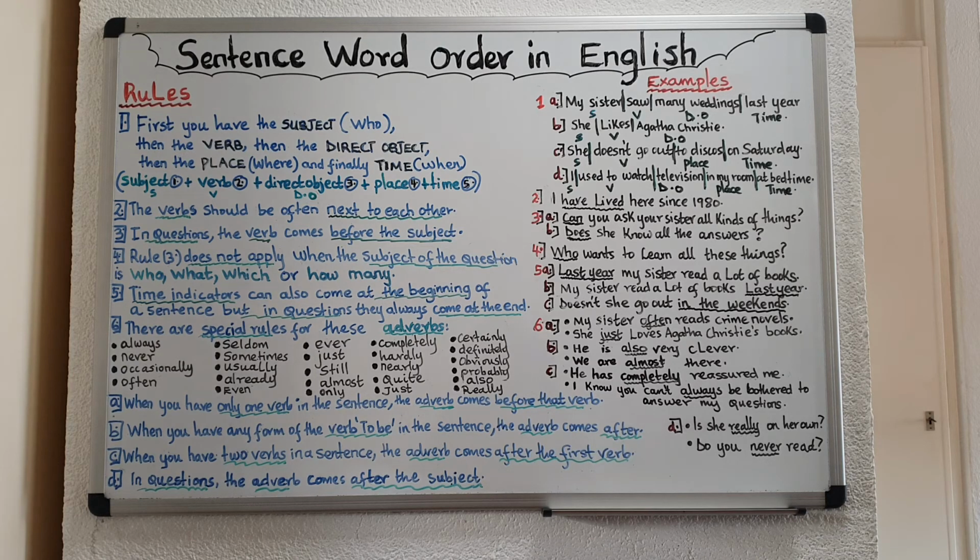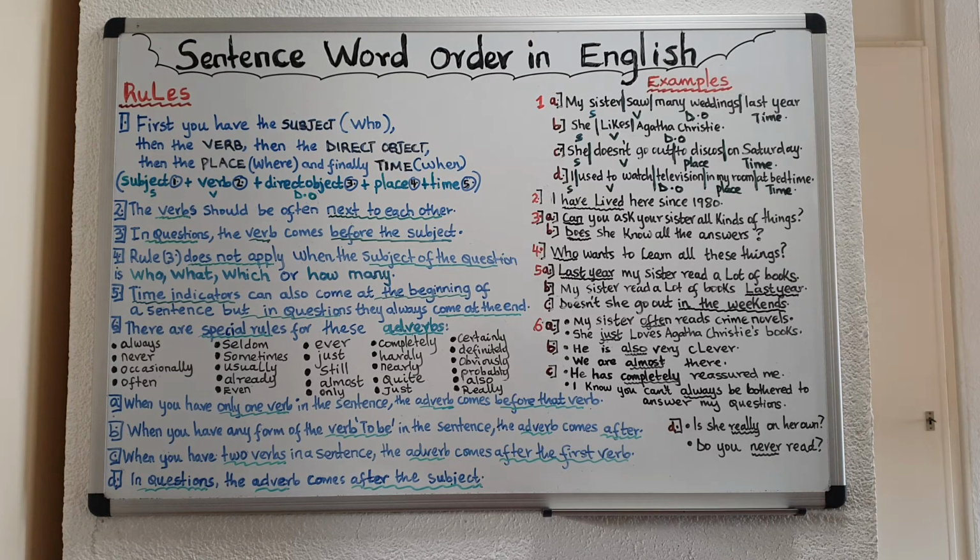So there are special rules for the following adverbs: always, never, occasionally, often, seldom, sometimes, usually, already, even, ever, just, still, almost, only, completely, hardly, nearly, quite, certainly, definitely, obviously, probably, also, and really. So when it comes to these adverbs, if you want to use them to construct a sentence in English, there are special rules. Look at number 6A. When you have only one verb in the sentence, the adverb comes before that verb.